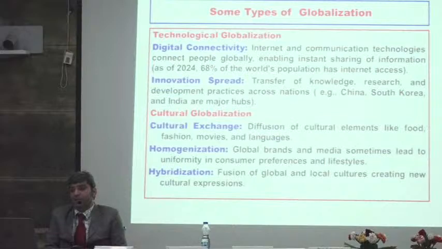Another type of globalization is technological globalization, which may have different aspects. For example, digital connectivity: internet and communication technology connect people globally. Through WhatsApp, you can call people anywhere across the globe, and it may be free of cost through WhatsApp and internet calls. So we are digitally connected across the globe. This is also an indicator of technological globalization, enabling instant sharing of information.